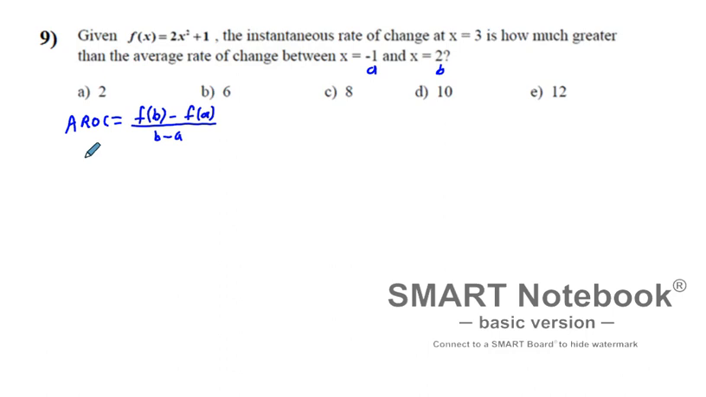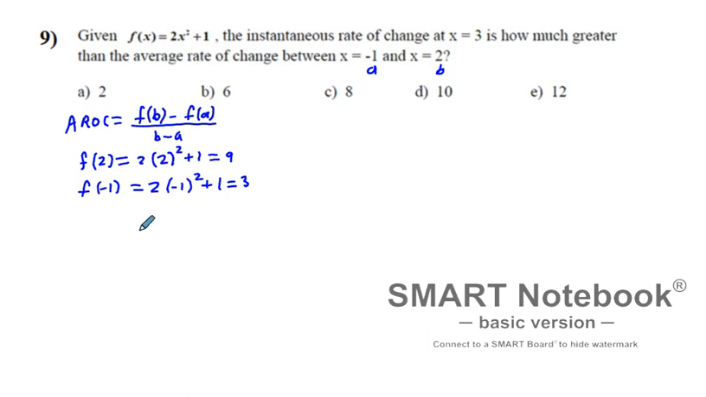So now we're going to find f of b equals f of 2, which equals 2 times 2 squared plus 1. And 2 times 2 squared, that's 2 times 4 plus 1 equals 9. And f of -1 equals 2 times -1 squared plus 1, which is going to be 3.